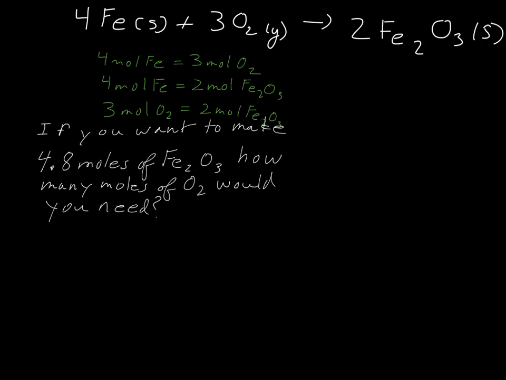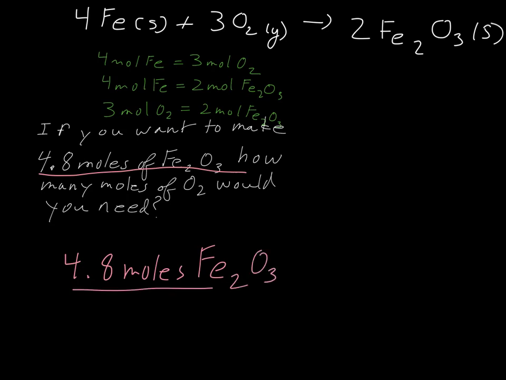So we're starting by looking at our problem. We've got 4.8 moles of iron 3 oxide. So we know we're going to start our line by writing 4.8 moles of iron 3 oxide. That's going to go in our start position. We don't know what we're doing next, but we know that the units that are right here automatically go down there.